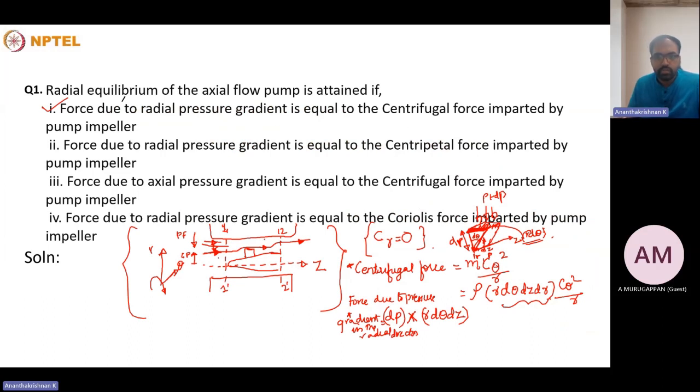But in this question, it was not asked. Just for clarification, I have tried to derive this equation. So the basic definition says that the pressure gradient force will be equal to the centrifugal force in the case of radial equilibrium.